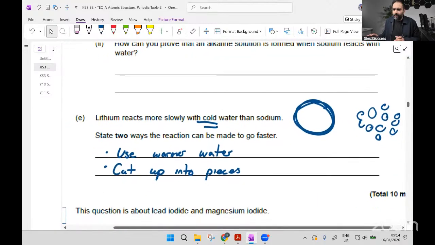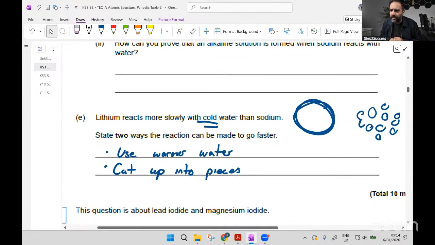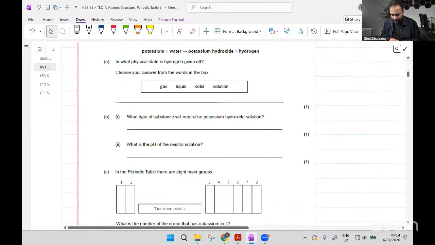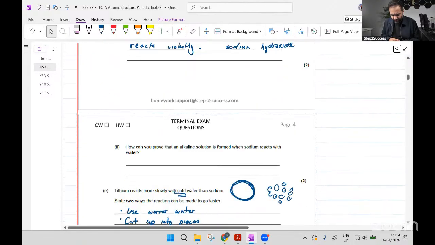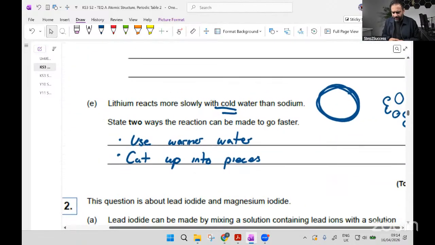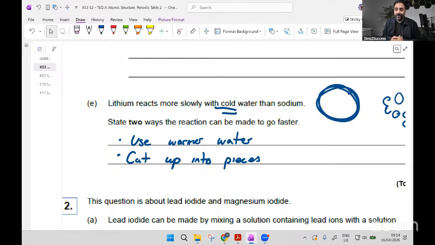Two ways the reactions can be made to go faster. Can we say to remove the oxide layer? No, that doesn't really make sense. I'm not sure which oxide layer you're talking about. The question is just, if you were doing this reaction, how could you make it go faster? You could just make it hotter, and you could cut up the metal that you're reacting into pieces. There's no other way to answer that question.